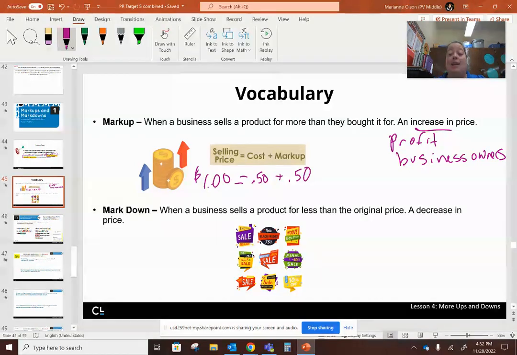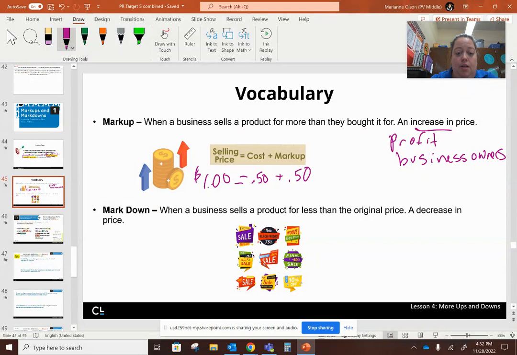And again, they need the profit in order to pay their employees, pay the rent of their building, pay for supplies, if they want to upgrade their supplies or anything. They also need to pay insurance, pay bills, stuff like that. That all comes from that. So that's what a markup does.